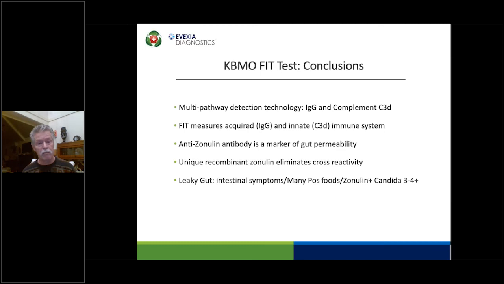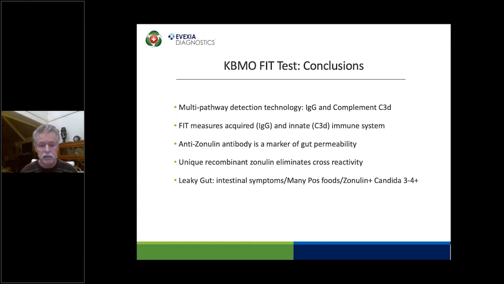That's where KBMO comes in. We said, that's a better way to measure zonulin indirectly than try to measure a marker that can appear or disappear or is subject to huge cross-reactivity. So the unique recombinant zonulin eliminates this cross-reactivity, which is extraordinarily important. KBMO is the only company to have this protein. There is no other company that has it, and we're not going to make it available to any other company.